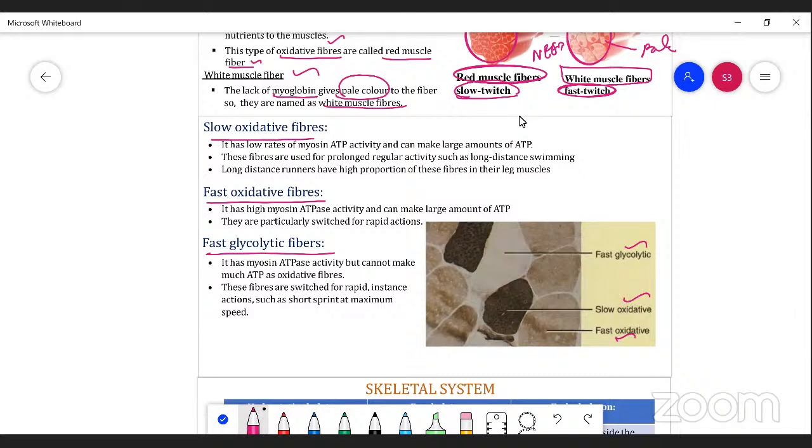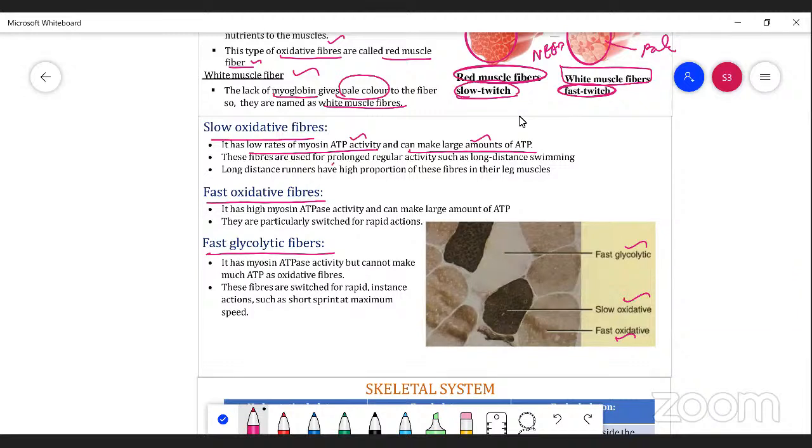You know what oxidative fibers are? What is meant by oxidative fibers? The fibers that contain numerous mitochondria and have a high capacity for oxidative phosphorylation are called oxidative fibers. These oxidative fibers have a low rate of myosin ATPase activity and can make large amounts of ATP. Do you understand? Since the myosin ATPase activity is already very low, it needs a large amount of ATP.